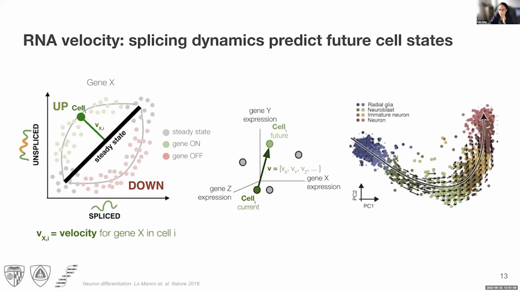For real data, it looks something like this. Here I'm showing a PCA plot of single cell data of neuronal development. Each point is a single cell, and the arrows represent the average RNA velocity vectors in that area of the plot. You can see that the arrows follow the trajectory you would expect from known biology, from radial glia to neuroblasts to immature neurons, and then finally to mature neurons.